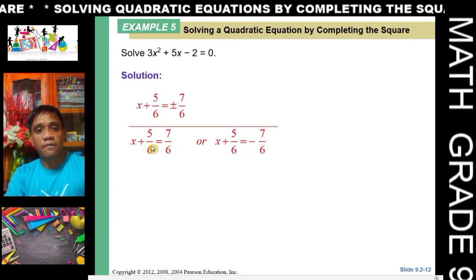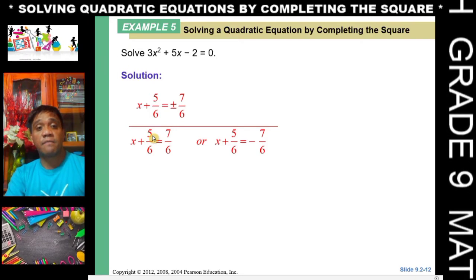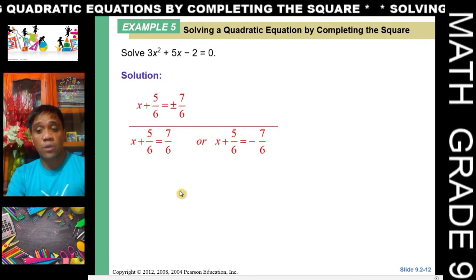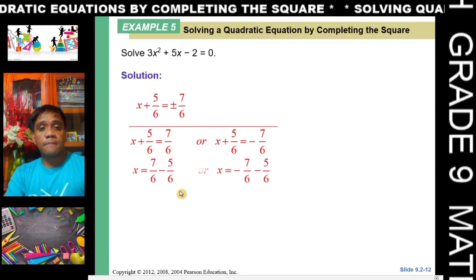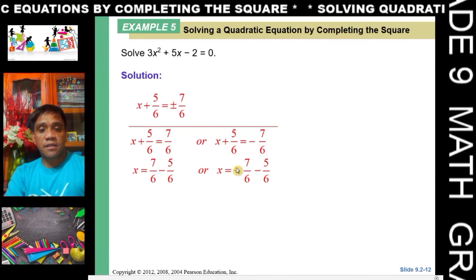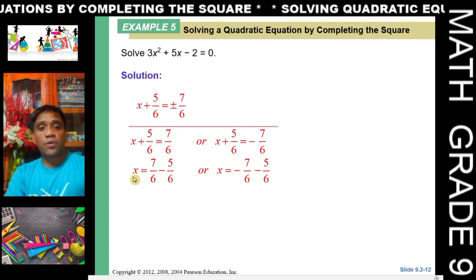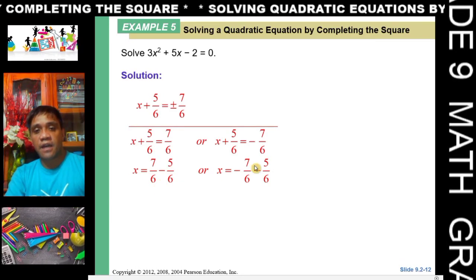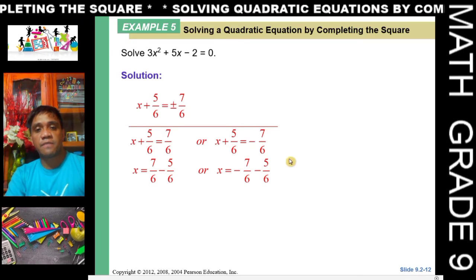So the additive inverse of positive 5 over 6 is negative 5 over 6. So we are going to add both sides by negative 5 over 6 as we go through. So that is what the next step takes in. So we have here x is equal to 7 over 6 minus 5 over 6, and the other side is negative 7 over 6 minus 5 over 6.